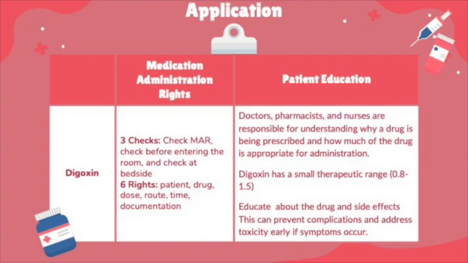Doctors, pharmacists, and nurses are responsible for understanding why a drug is being prescribed. In this case, it will most likely be that the patient has AFib or heart failure, and how much of the drug is appropriate for administration. Digoxin has a very small therapeutic range. It is 0.8 to 1.5 only. Therefore, the dose of the drug must be appropriate. We have to be very careful with the doses. If not, we can cause toxicity.